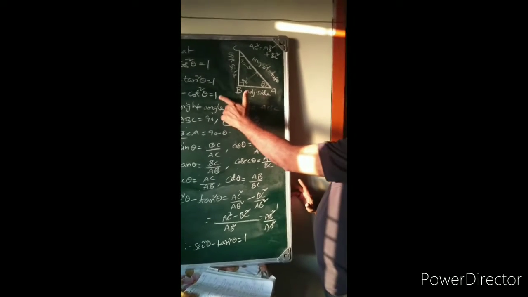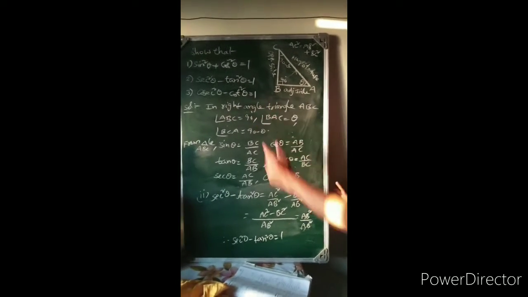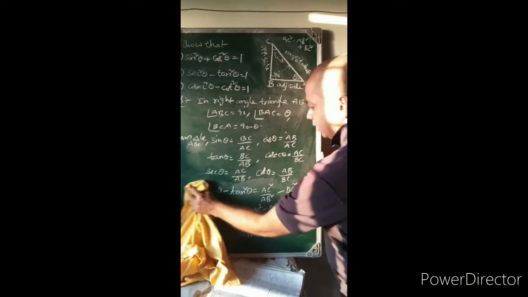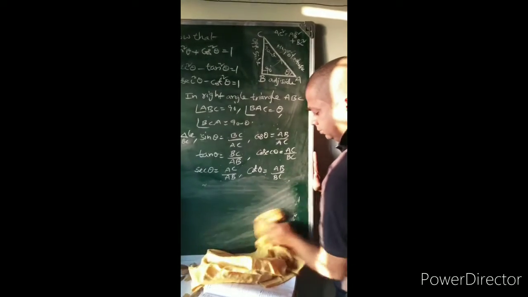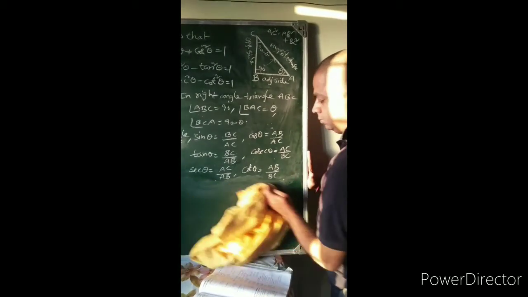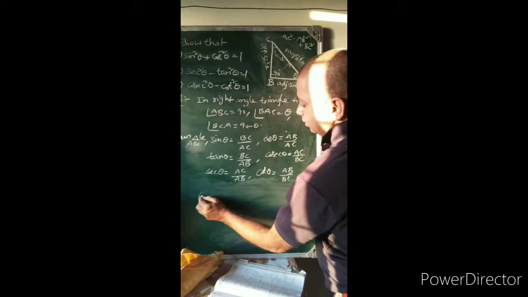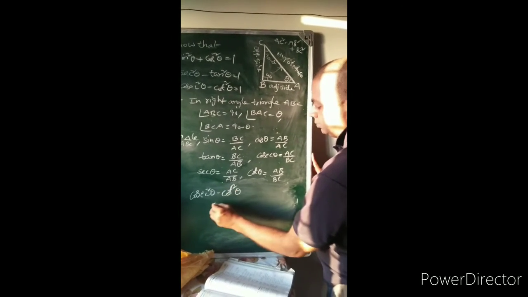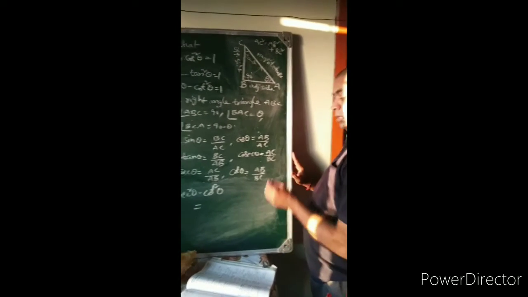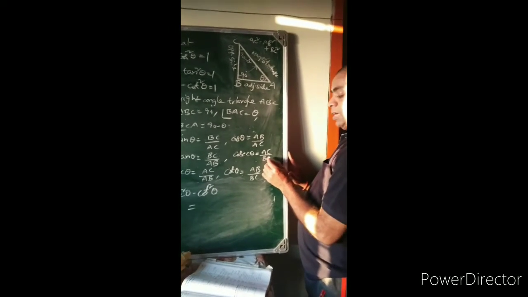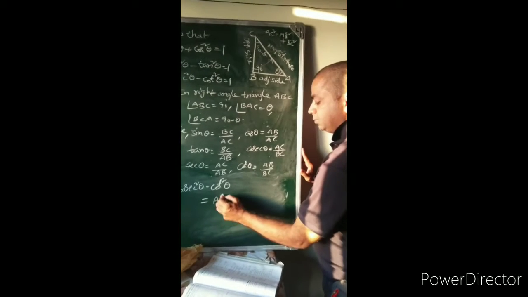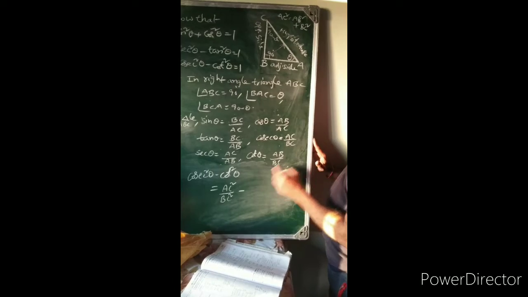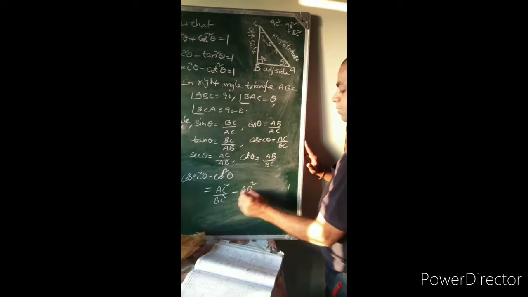And next we have to show cosec square theta minus cot square theta is equal to 1. How? Look here. Cosec square theta minus cot square theta. Cosec square theta means I have to apply squaring, that means AC square by BC square, minus cot square theta, which means AB square by BC square.